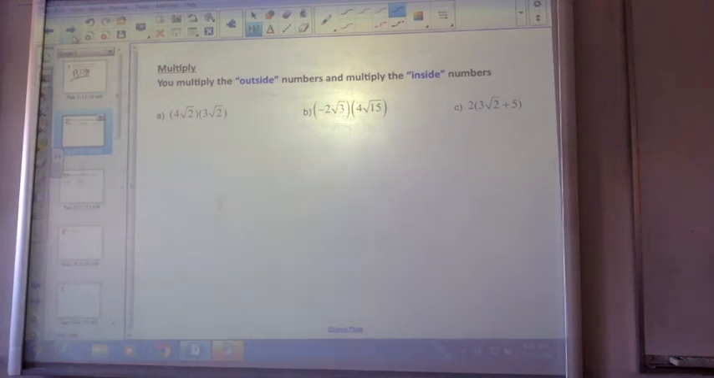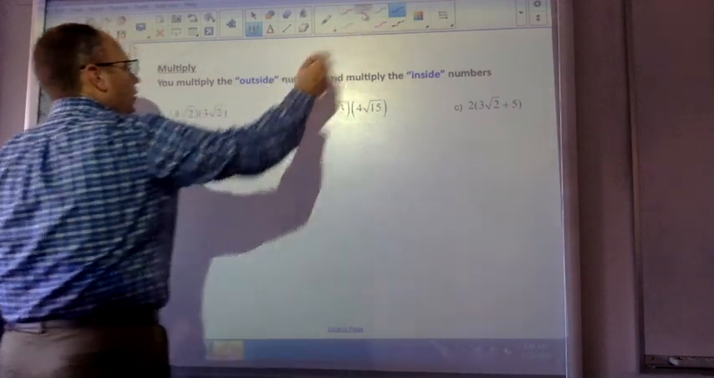So when we multiply outside numbers and multiply inside numbers, does it make sense when I say outside numbers? Do you understand what that means as far as a radical goes? Outside the radical. Inside numbers are inside the little radical, or the little house. Okay, so I'm going to show all the steps.